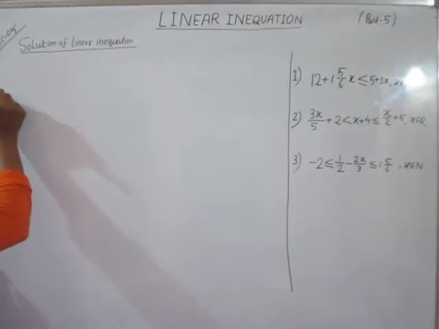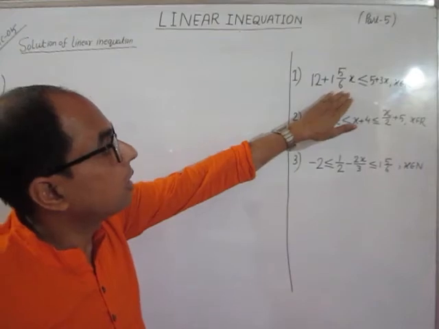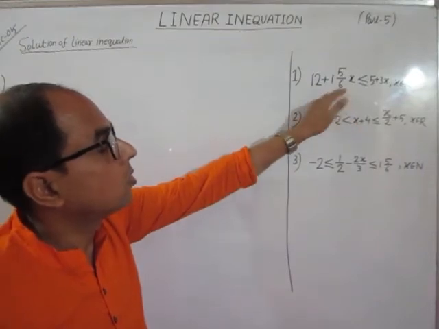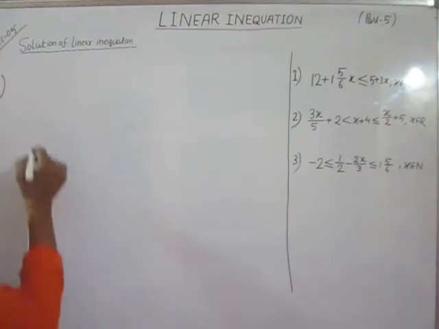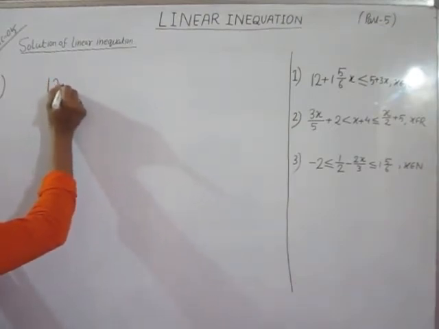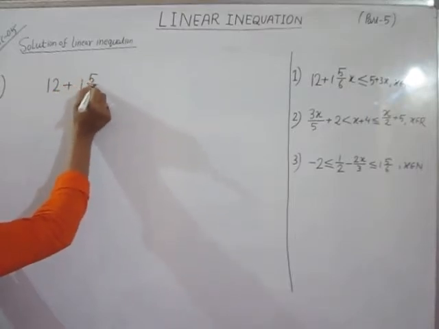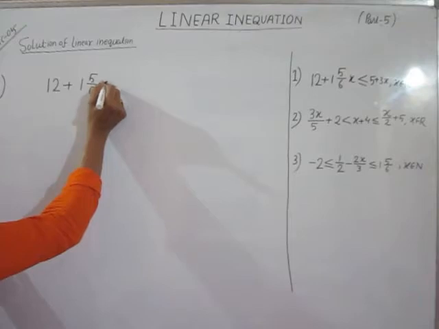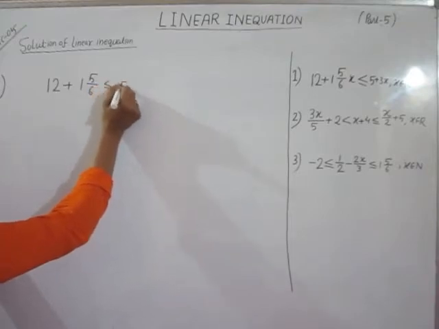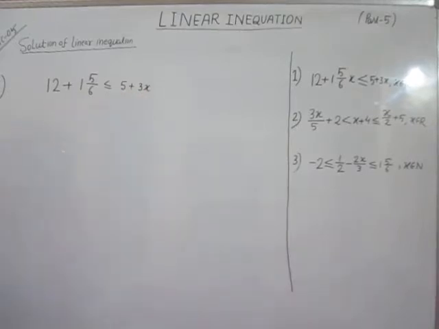Question number 1. Here we have to solve this inequation and we have to represent the solution on the number line. The given inequation is 12 plus 1 whole 5 by 6 x less than or equal to 5 plus 3x. Now we have to solve this inequation.